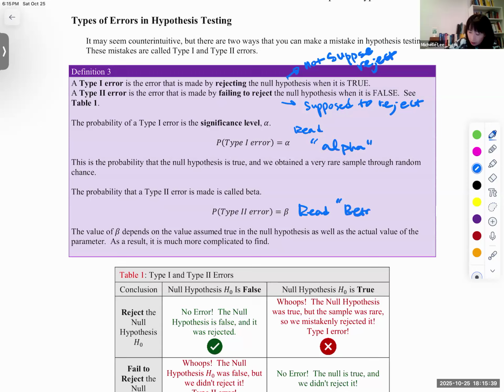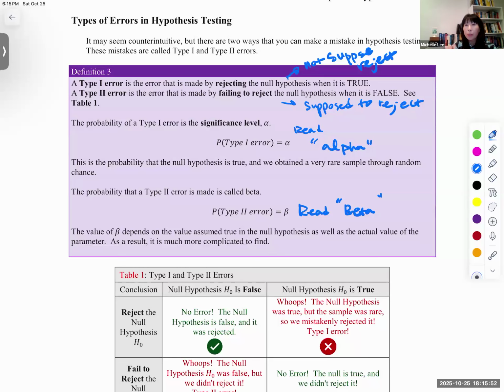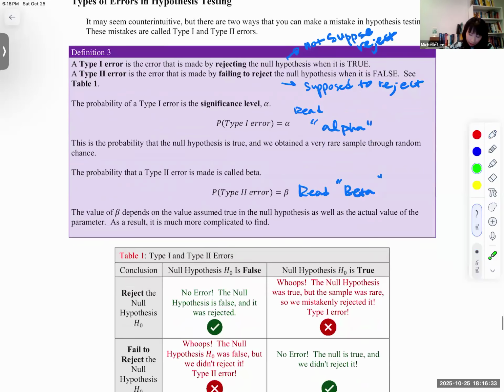Beta. I'm not sure whether this is 2t or 1t. Both are Greek letters, Greek alphabet. Yeah, the spelling is correct. Beta, only 1t. All right.